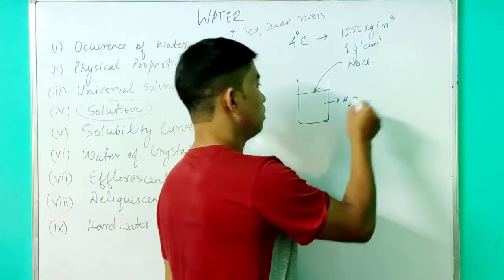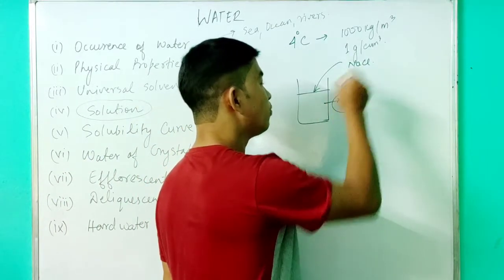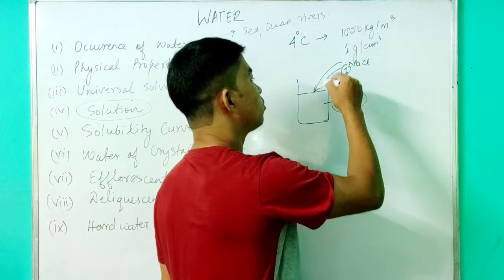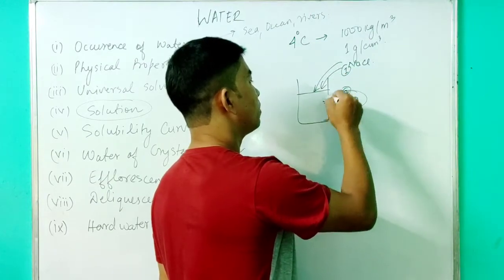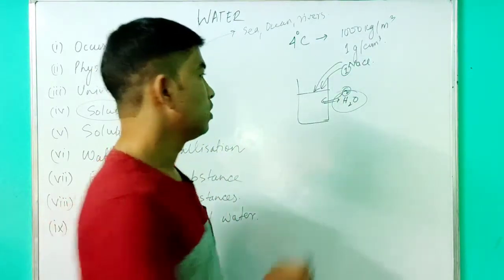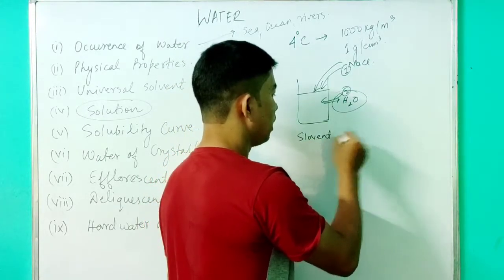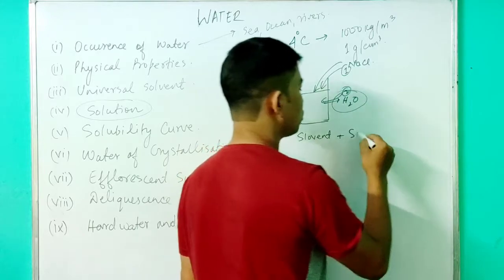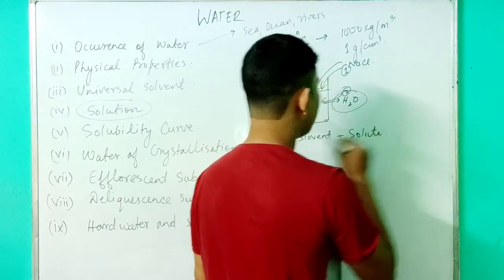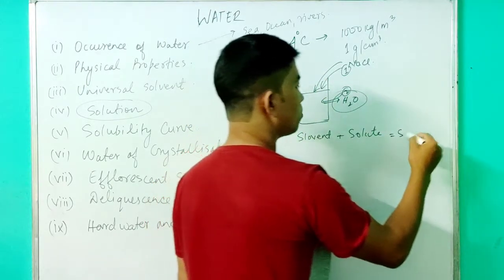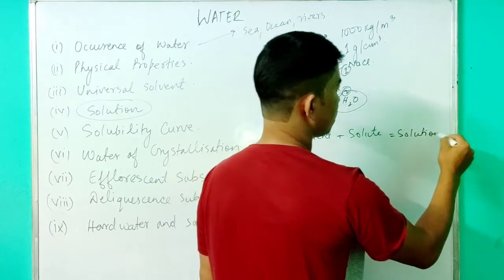We have two phases here: one that is being dissolved, and the second one that dissolves the first. So here the water is the solvent, and the salt is the solute. Together the solvent plus solute is said to be the solution.